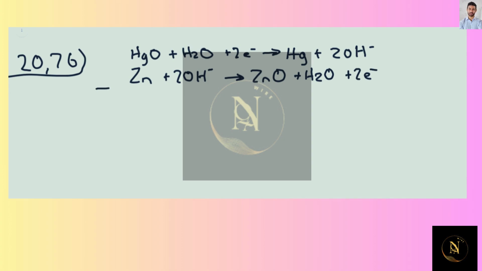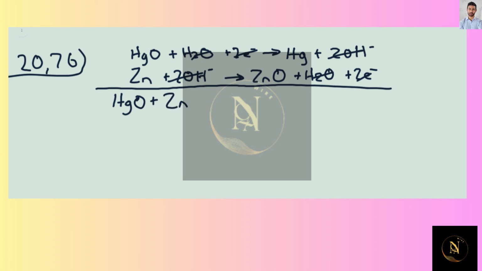So we go ahead and add these reactions up. The hydroxides will cancel, the waters will cancel, and the electrons will also cancel, so we get mercury oxide plus zinc, producing zinc oxide plus mercury. So that's the overall reaction, which is relatively simple.